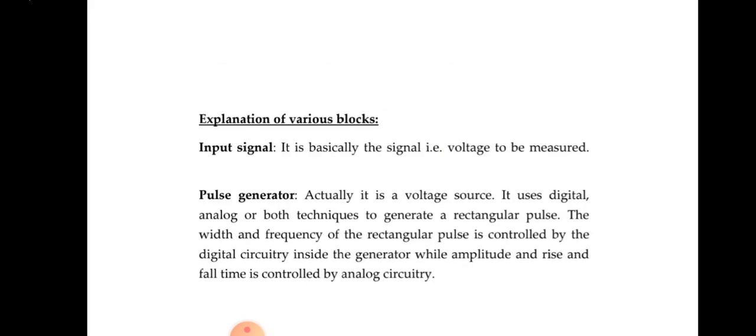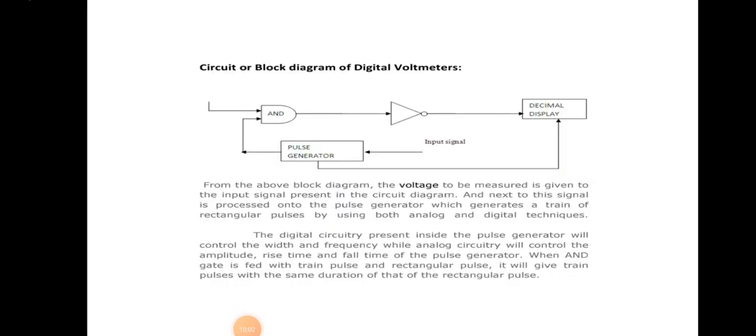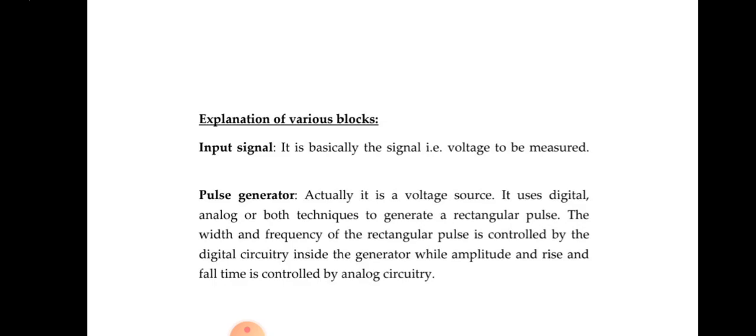Then we will see how each block in the block diagram of the digital voltmeter actually works. The first block is the input signal. It is basically the signal, that is voltage, to be measured. So this is the first part. Here in the figure also you can see the first part, input signal given to the pulse generator. Now the second part is the pulse generator. Actually it is a voltage source. It uses digital, analog or both techniques to generate rectangular pulses. So the main function of the pulse generator is to take the input and to generate a rectangular pulse.